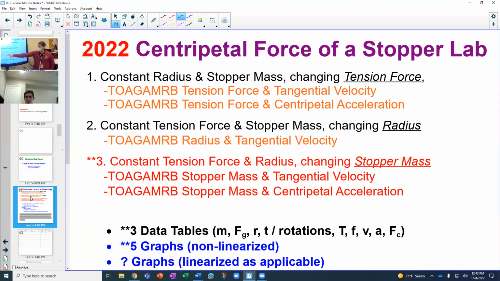And then the third one is in red, and it's also got asterisks beside it because this is like, if you have time, do this, but make sure you get 1 and 2 done first, all right? And on the third one, keep the tension force the same, so whatever weight's hanging, don't change that. Keep the radius fixed, so if you choose 50 centimeters, keep it at 50. And then you're going to keep putting on different stoppers, because we've got several different sizes.